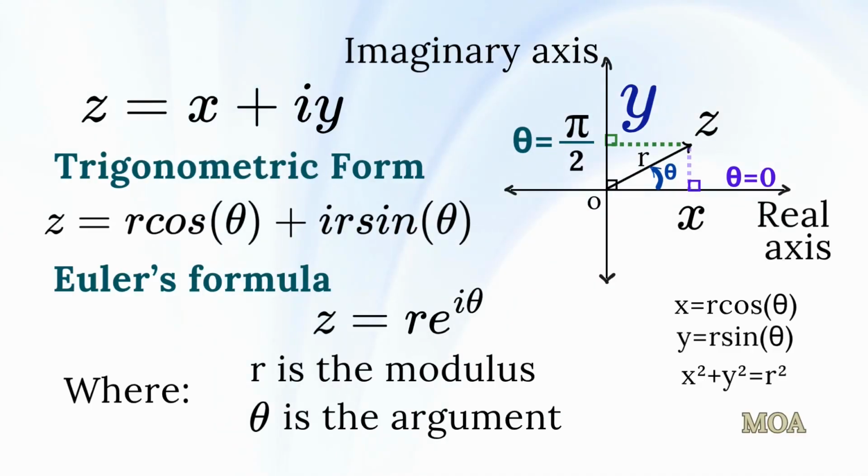This angle, theta, can vary from 0 along the horizontal axis up to pi/2 when the number lies on the positive vertical axis. Now, recall Euler's famous formula. e to the power i theta equals cosine of theta plus i times sine of theta. This formula allows us to convert a complex number from algebraic form into exponential form.